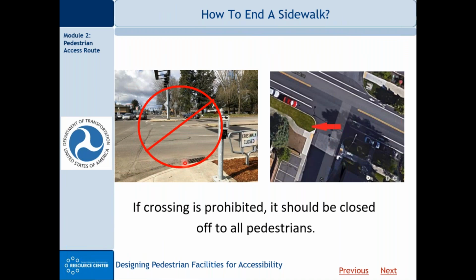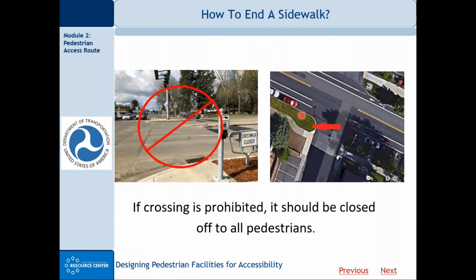But having said that, there's nothing here that tells a blind pedestrian they are not to cross here. All the curb tells them is they're about to enter the street. And remember, a blind pedestrian can't see the sign. So how do we close a sidewalk where we don't want pedestrians crossing that will also send a message to the visually impaired?